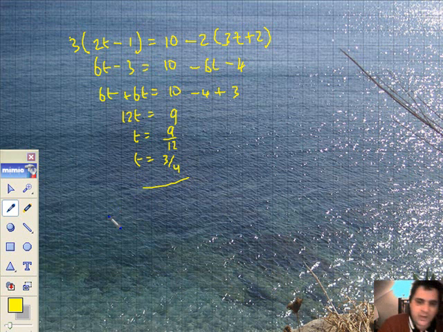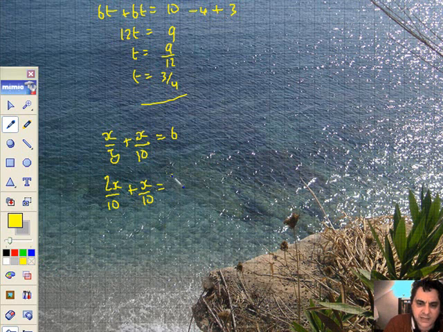Within question 4, the last one, I've got x over 5 plus x over 10 is 6. Just double up to get it out of 10. So I've got 2x over 10 plus x over 10 makes 6. Altogether, we've got 3x over 10 equals 6. Take the 10 over and multiply. 3x is 60, from which x becomes 20.